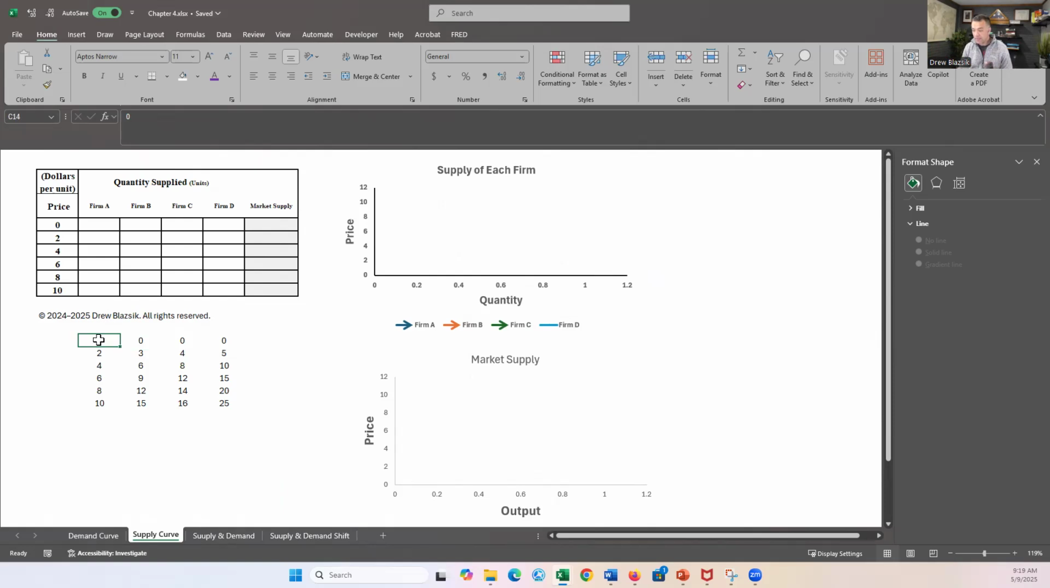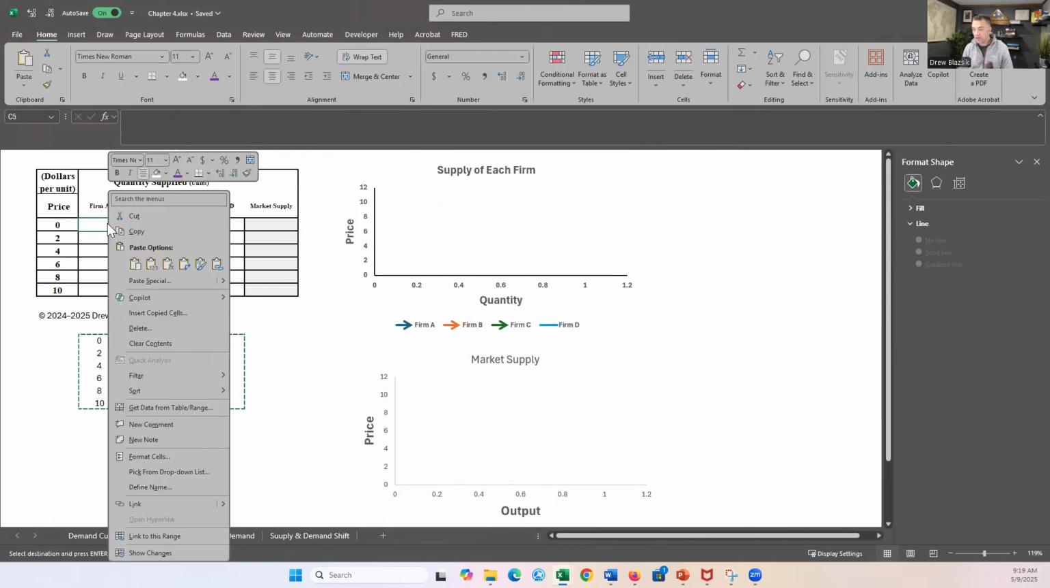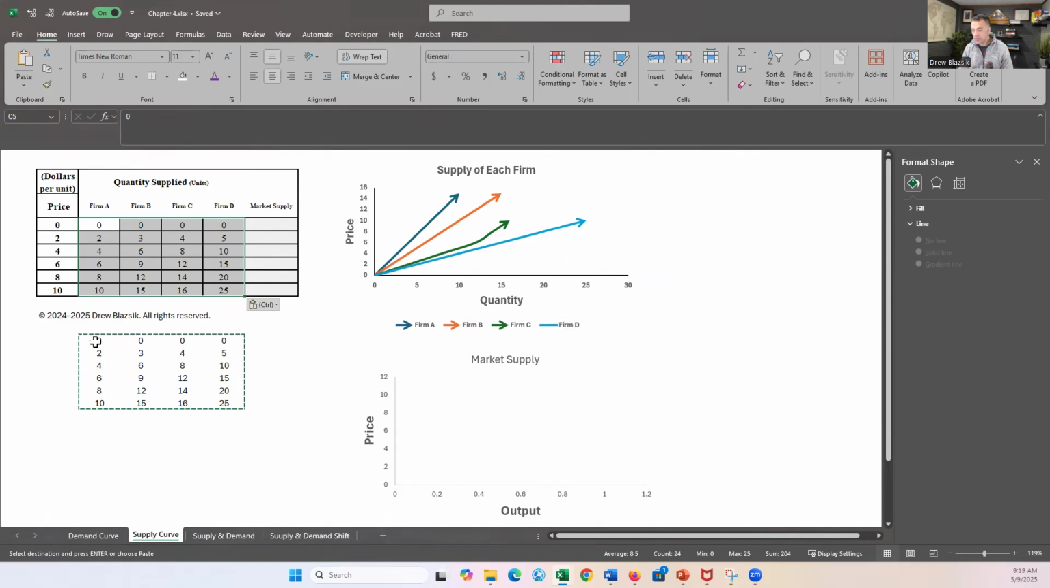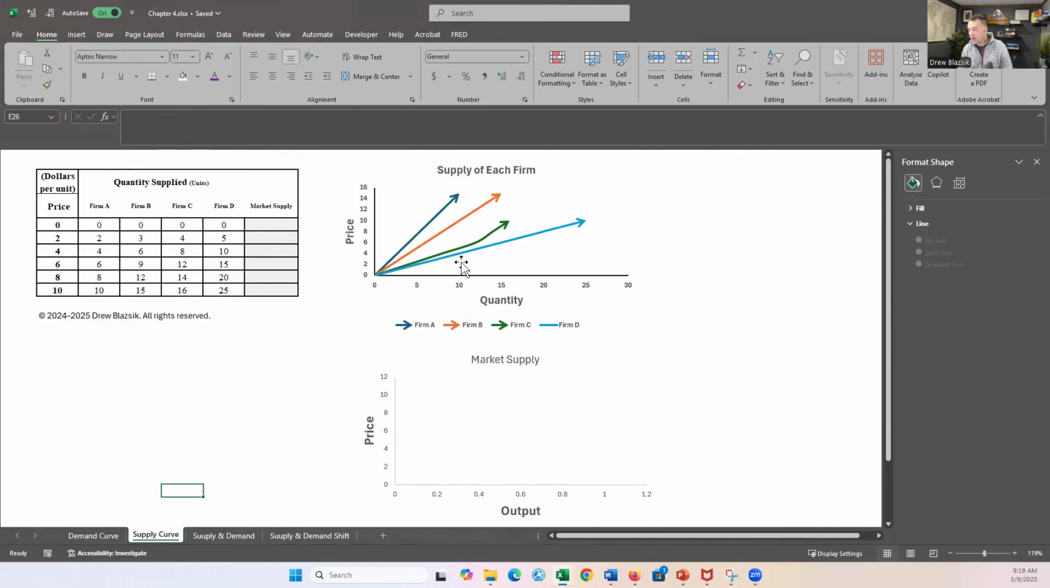So let's do the same thing. I'm going to paste all those values. We've got firm A, firm B, C, and D. I'm going to copy, go right there, and do the values. And now what we have here is the supply of each firm. It's important to see it's upward sloping. Again, it's upward sloping. If you pay a firm more money, they will supply more of it. If you pay them less money, they'll supply less.